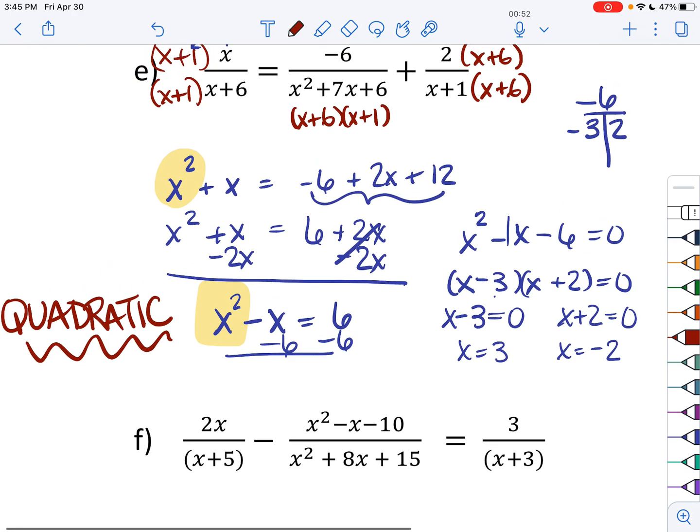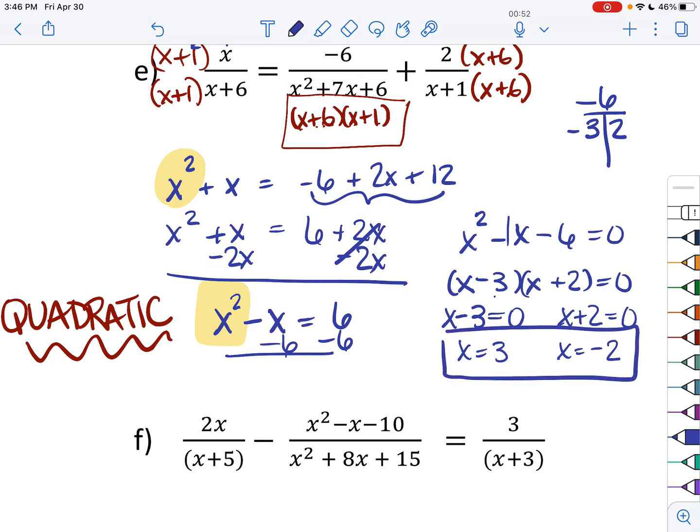So, if we go back up here and look, basically these two are the ones I need to check, right? So 3 plus 6 or 3 plus 1, negative 2 plus 6, negative 2 plus 1. Either way, they're not going to be 0. So both of these solutions work.